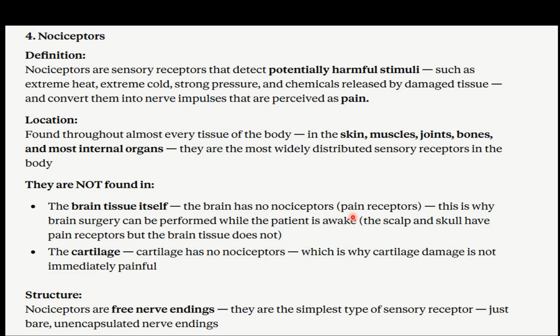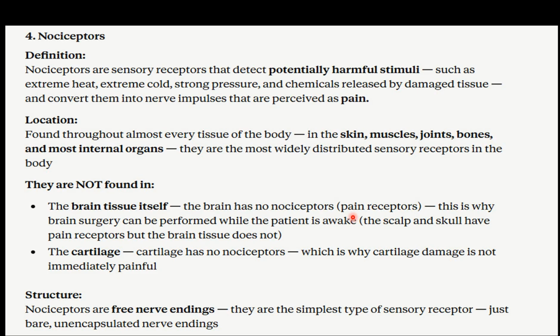So overall, the definition is very simple: nociceptors, or pain receptors, are the sensory receptors that detect potentially harmful stimuli such as extreme heat, extreme cold, strong pressure, and chemicals released by damaged tissue, and then later convert them into nerve impulses that are perceived as pain. Clear? Now we will talk about its location, like where we have these nociceptors.